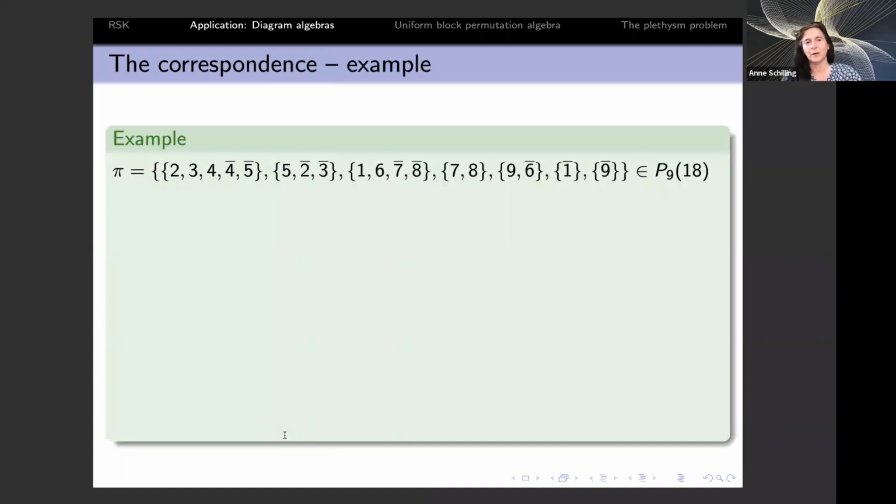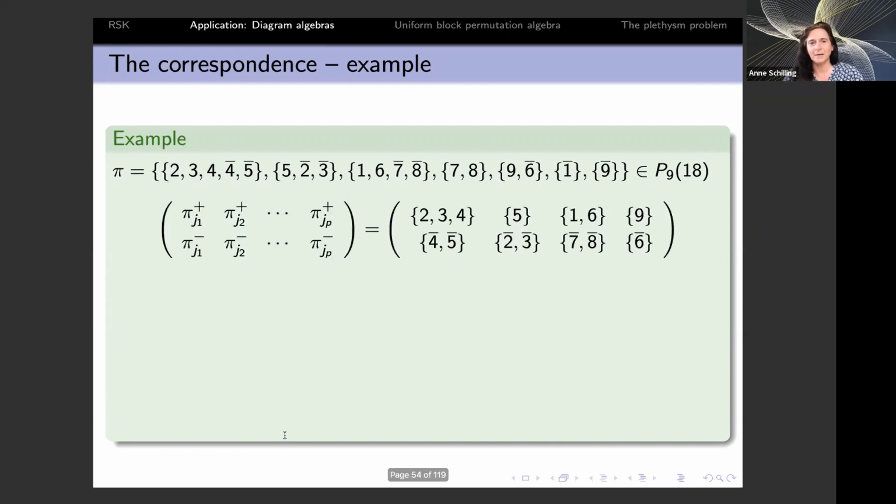So here's an example of how you would do that. Here is a partition where k is equal to 9, and I'm going to take n to be 18. You can see that here I've taken the p pluses in the top row, and I've ordered them such that they are increasing if you compare the largest letters in each of the blocks. So 2, 3, 4 was in this particular block. Therefore, in the bottom row, we have 4 bar, 5 bar, and so on. Note also that the non-propagating blocks are not actually listed here.